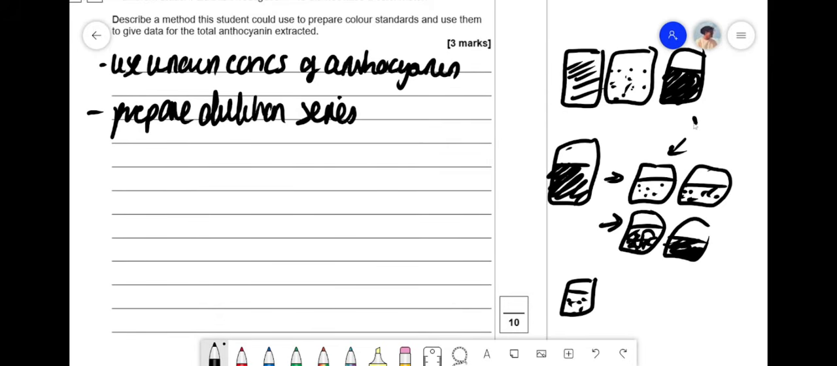So let's say, I'm making this up, let's say this is 1 mole per decimeter cubed in its concentration. If you gave me this unknown sample, I could look at this one and say, oh, okay, yours probably has a concentration of 1 mole per decimeter cubed. That's how this experiment works.